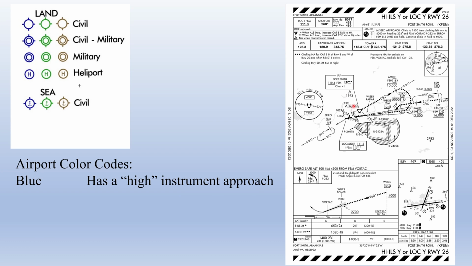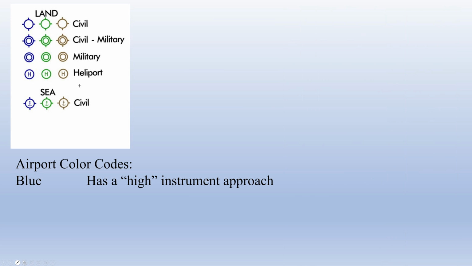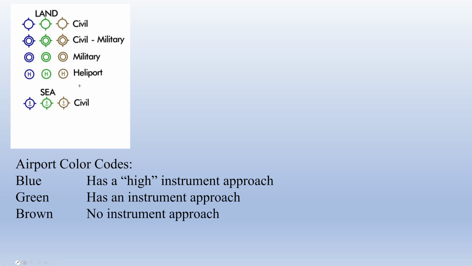It starts off over the VOR at 16,000 feet and descends rapidly onto the ILS, so it's a tactical type approach. Typically an airport that is in blue will also have normal instrument approaches, low altitude approaches for everybody else as well. If you have a green airport, that means it just has an instrument approach, but not one of those high type instrument approaches. And then a brown airport means that airport does not have an instrument approach. It also means that airport has not been evaluated for any sort of departure procedure.